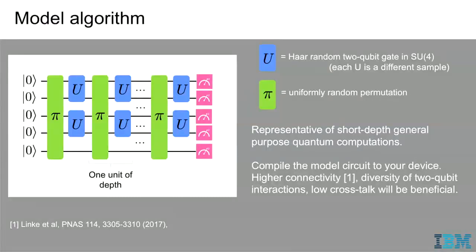So the model algorithm that we are going to use is a random 2-qubit gate unitary, the SU4 gate. Choose some SU4 gate. You permute these qubits, and you choose another random 2 pairs from the set of qubits. And how we're going to define a unit of depth is just the operation of a 2-qubit unitary on a pair of qubits.